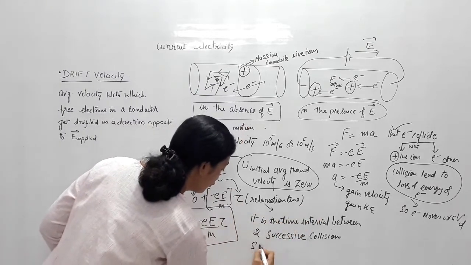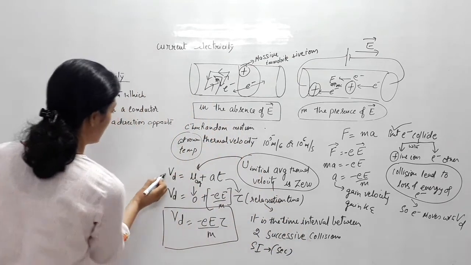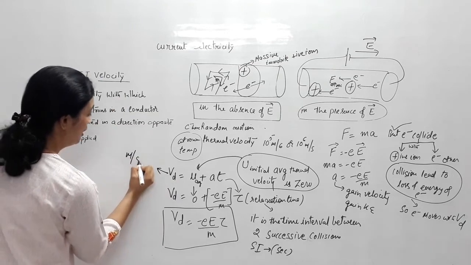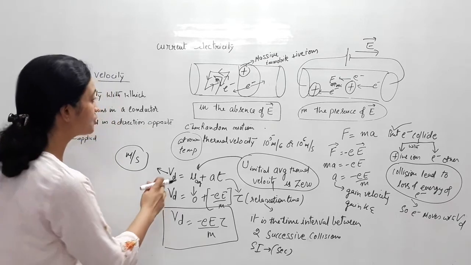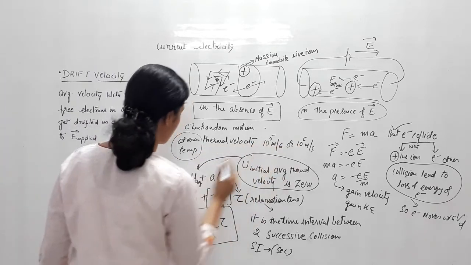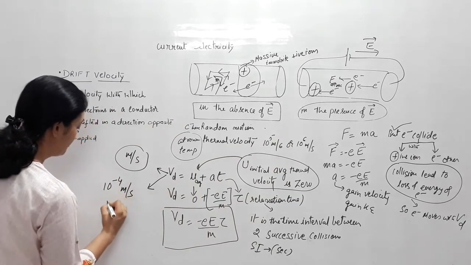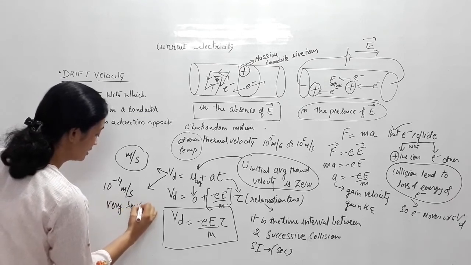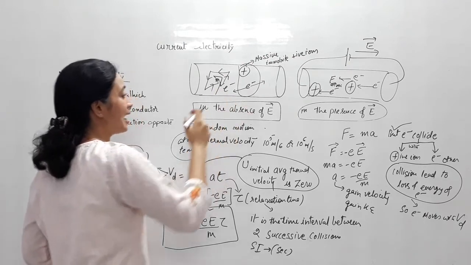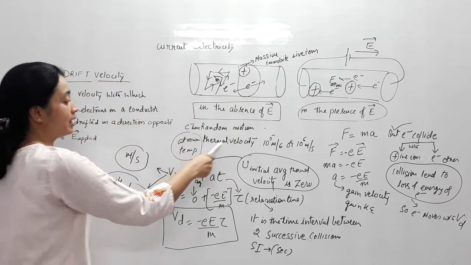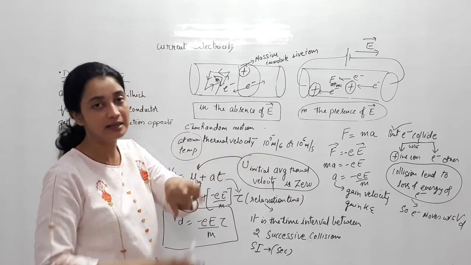SI unit for relaxation time is seconds, and for drift velocity the SI unit is same, meters per second. It is a normal velocity only, but it is a very small velocity compared to the thermal velocity. The value of drift velocity is 10 to the power minus 4 meters per second. Very small. This is a very small velocity with which the electron drifts inside the conductor in spite of having high value of average thermal velocity, because this resultant is zero, net resultant in any direction.